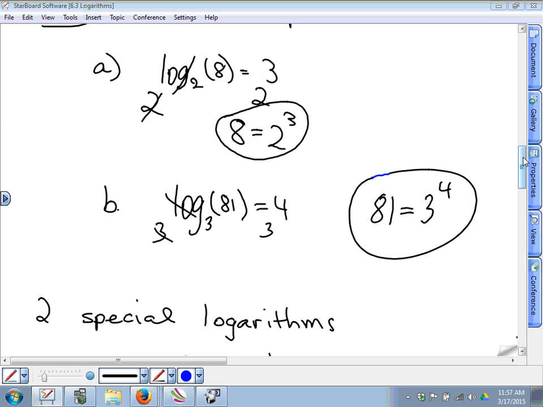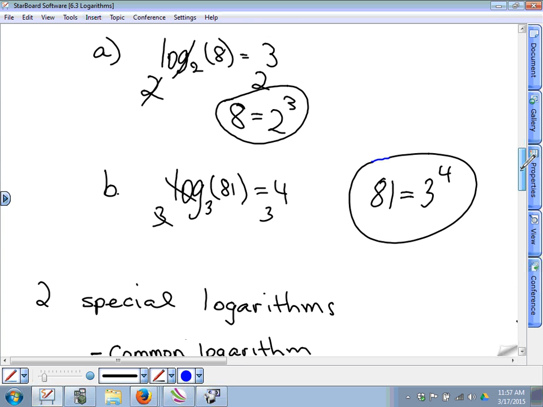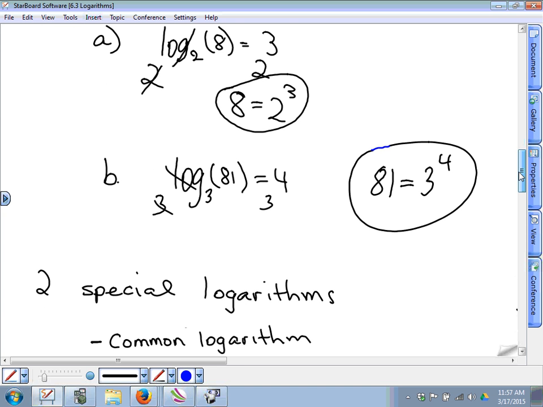There are two logarithms in particular that are so special they've been given their own name. One of them is called the common logarithm. Doesn't sound all that special. It is special. Sounds pretty common. It is uncommonly common.